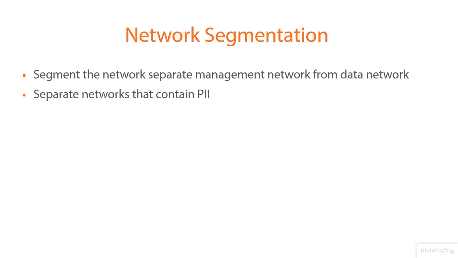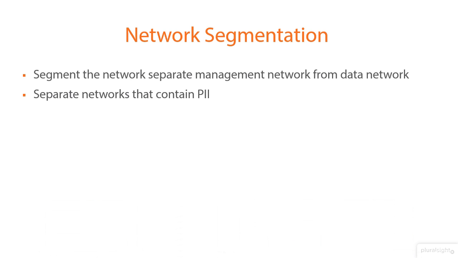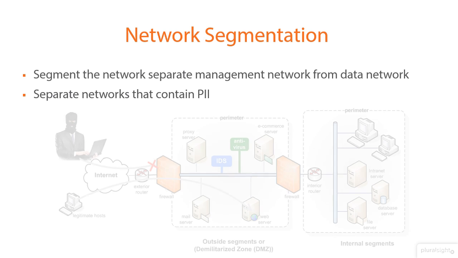We also want to make sure that we separate networks that contain personally identifiable information, or PII. Okay, if you're in an environment that has PCI compliance regulations, you need to make sure that you have networks that contain that PII, whether it be credit card information, social security information, date of birth, and so on and so forth. Those things need to be separated as much as possible and kind of isolated from the rest of the network to give that extra layer of security for that personally identifiable information.